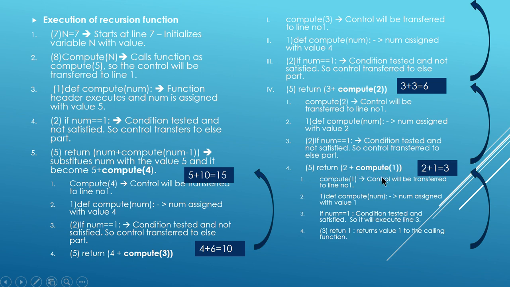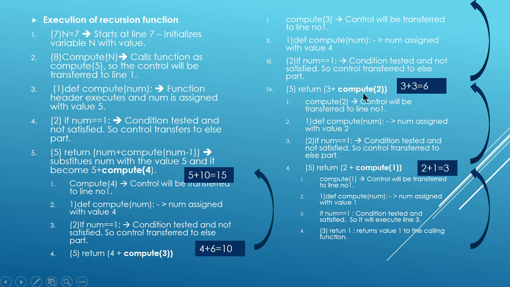So this particular portion will be substituted with the value 1. What is already there? 2 plus 1. This is again a return statement. When there is a return statement, it will go back to where the caller function is. So the control will be transferred to this particular return statement, that is for compute of 2 only we got this, right? Here, what is the result of this particular statement? It is 3. So it will return the value 3. So 3 will come here and compute of 2 will be substituted with the value 3. So 3 plus 3, it will become 6.